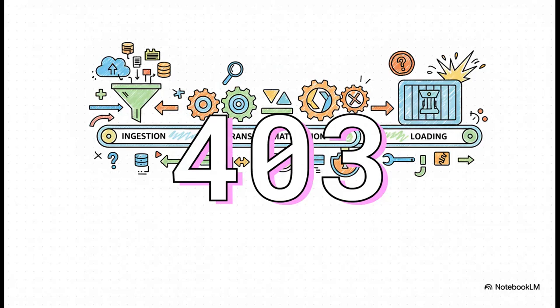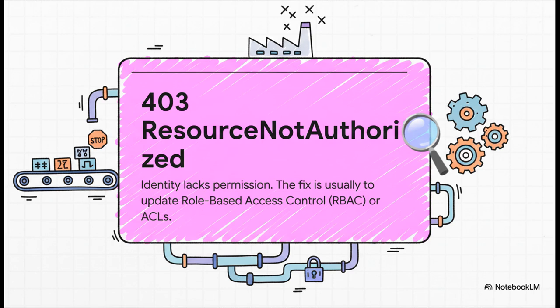Let's just pause on this number for a second. 403. If you've ever managed a data pipeline, or really any cloud resource, this number probably gives you a bit of a headache. It's one of the most common and, frankly, most frustrating errors you will ever see. It officially means resource not authorized. What the system is telling you is, hey, I know who you are, but you are absolutely not allowed to do what you're trying to do. See, it's not that your password is wrong, it's that you're just not on the guest list. I'd say 9 times out of 10, maybe even more, this is just a missing role-based access control permission. It's the digital version of a bouncer looking at you and saying, sorry, not tonight.